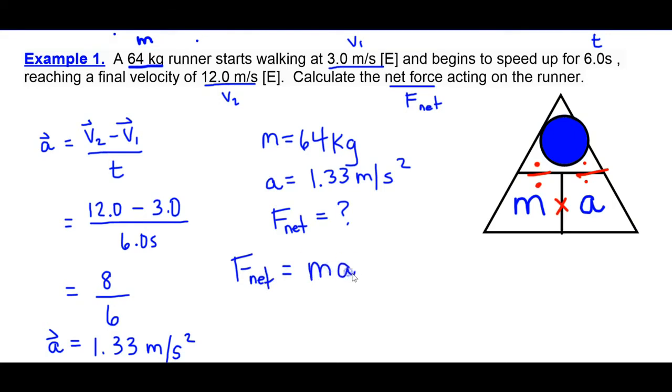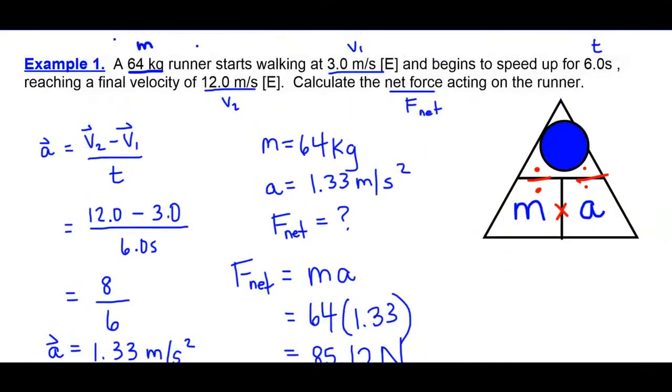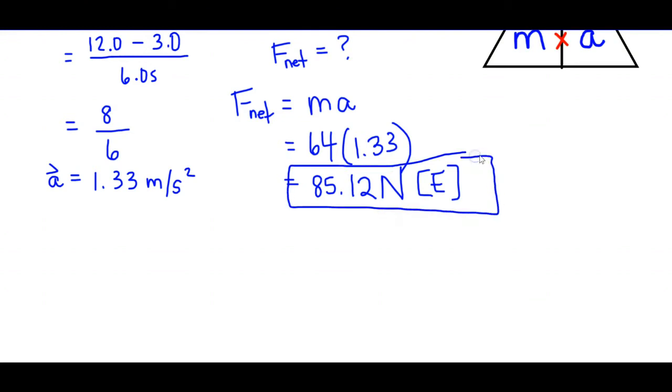equals mass times acceleration. So we're just directly substituting 64 kilograms times 1.33, and we end up with 85.12 newtons. Now remember, force is a vector, and so we have to figure out what direction that was in. The velocities were in the direction east, so we want to make sure we put that it's 85.12 newtons east. So there's our net force for this calculation.